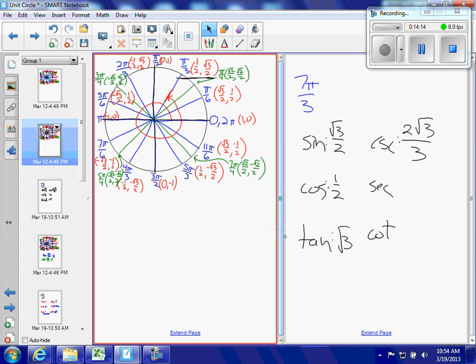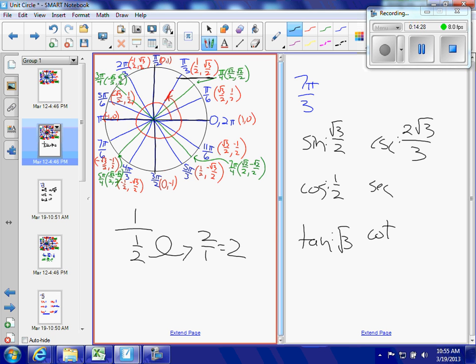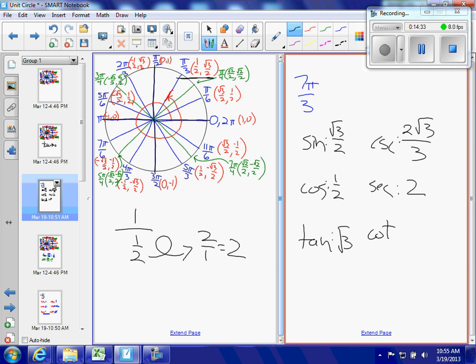What about secant? Secant is 1 over cosine, so 1 over 1/2. It's a reciprocal, so I flip my 1/2 upside down, and I get 2 over 1, which is equal to 2. So my secant is equal to 2.